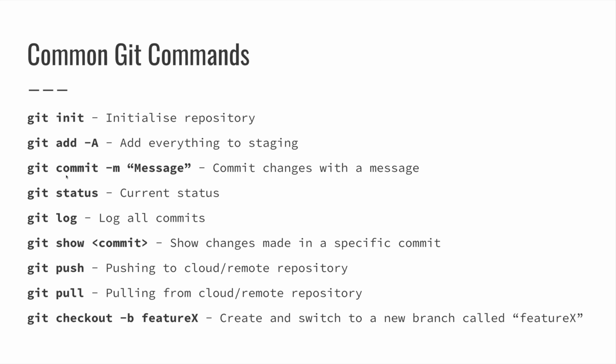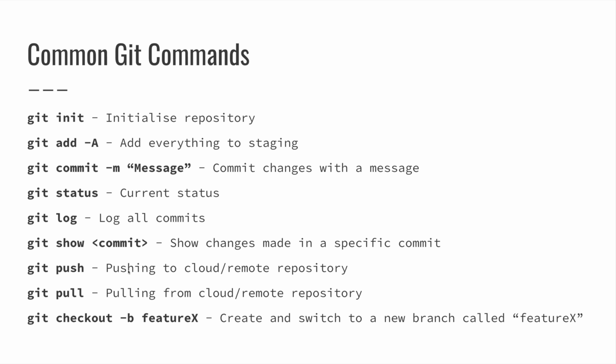And we have seen git commit -m with a message. It helps us commit changes with a message. Git status gives us the current status of our repository, and git log shows all our commits so far. If you want greater detail, we can put git show and the hash of the commit, which is the long string of digits and alphabets. You can get that from the git log command.